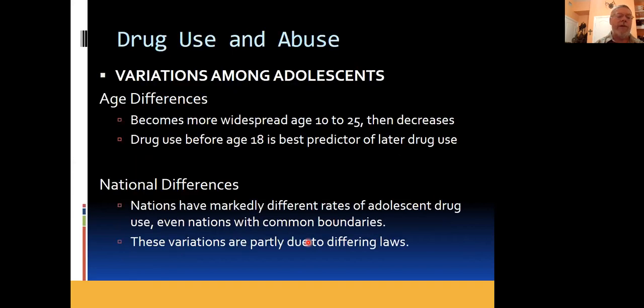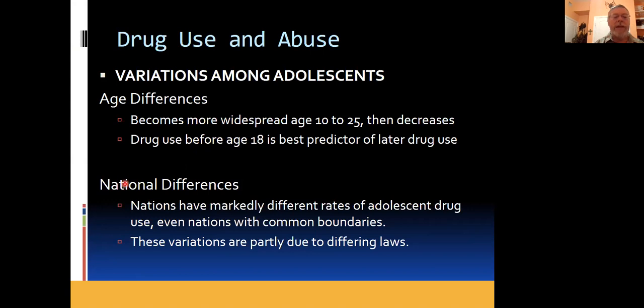Okay, there you go. Now we're off to the last topic in the chapter, drug use and abuse amongst adolescents. We're going to see some age differences. Drug use and abuse become more widespread between age 10 and 25, then begin dropping as people get into their 20s. If we want to predict whether an adolescent engages in drug use, we look at whether they have previously done so. That's our best predictor.